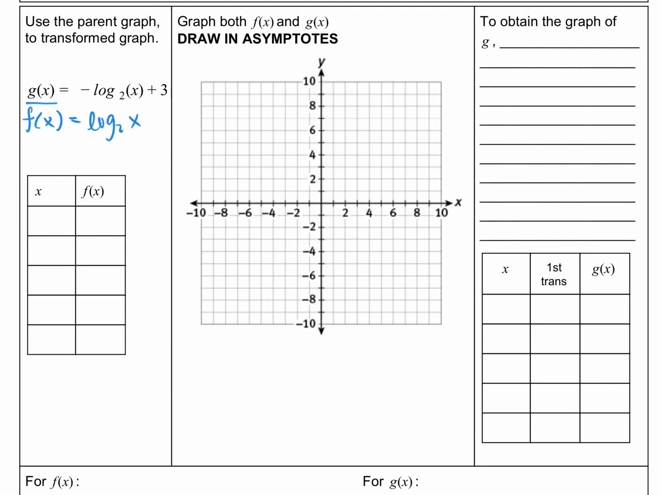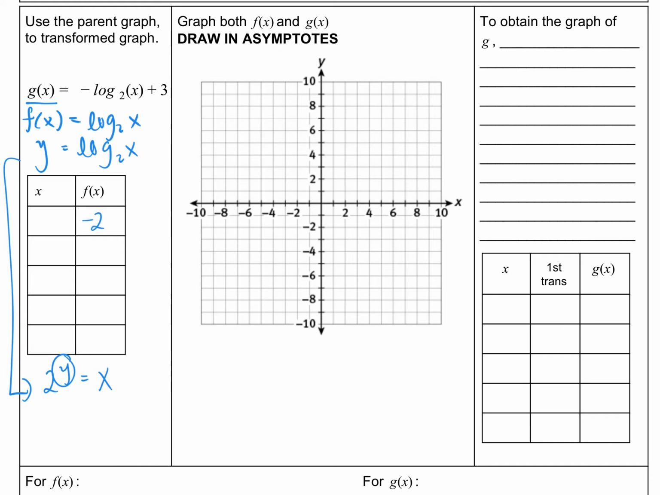So when graphing the parent graph for logs, it's helpful to rewrite it in exponential form. So if it's y equals log base 2 of x and I rewrite it in exponential form, let's do that down here, then it's the same as 2 to the y power is equal to x. So when we have something that looks like this, it might actually be more beneficial that we plug in y values and get x values.